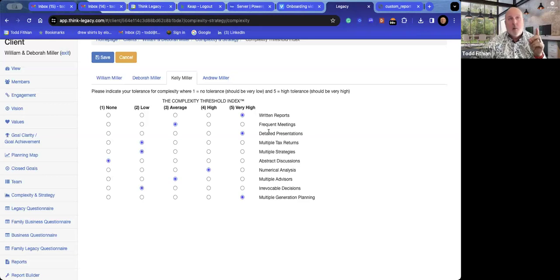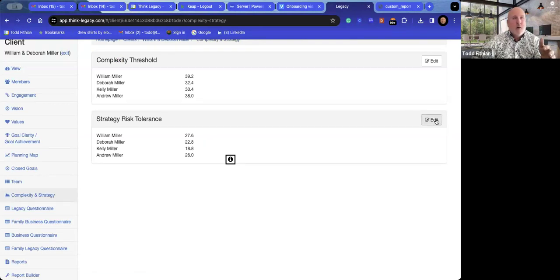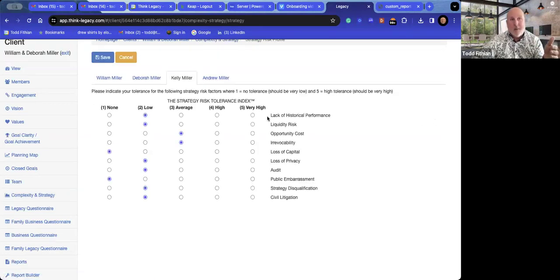Around written reports, frequent meetings, detailed presentations, multiple tax returns, multiple strategies, and so forth. You can read down the list. So how do you deal with these areas of complexity? And just super, super powerful. Same thing around, again, risk, as I was talking about, lack of historical performance. There's grading in each and every one of these. Obviously, when you start to look at being audited, public embarrassment, or civil litigation, those have heavier weights to them than something like lack of historical performance.